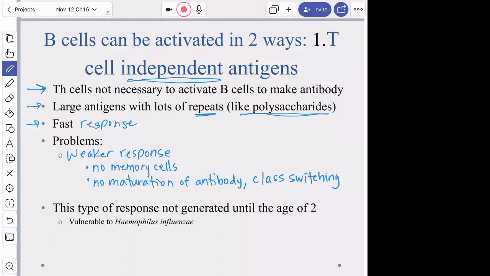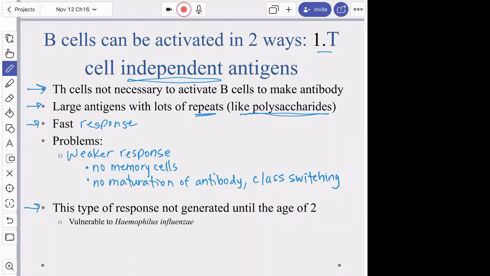Okay. And another problem, I should indent this because this is certainly maybe the biggest problem, is that young children mount a very poor response to these kinds of antigens. Okay, so because of the naivete, I should say, of the immune system, it's just not well developed. Again, young children don't have a very good response.